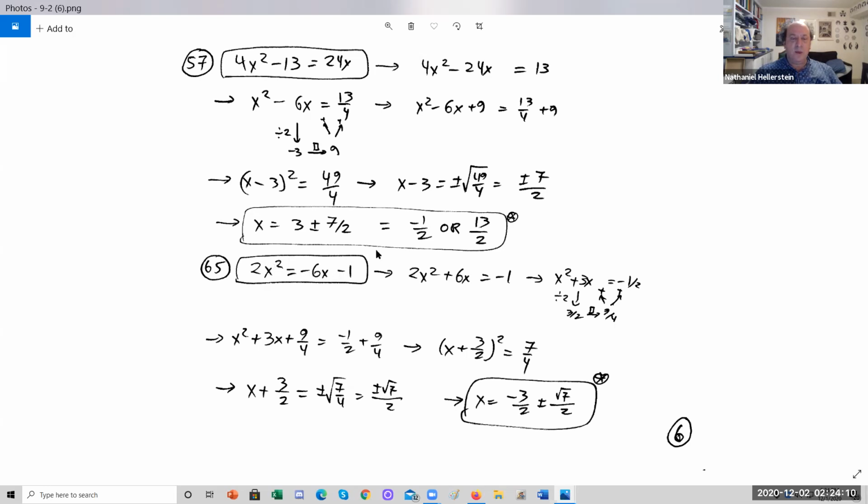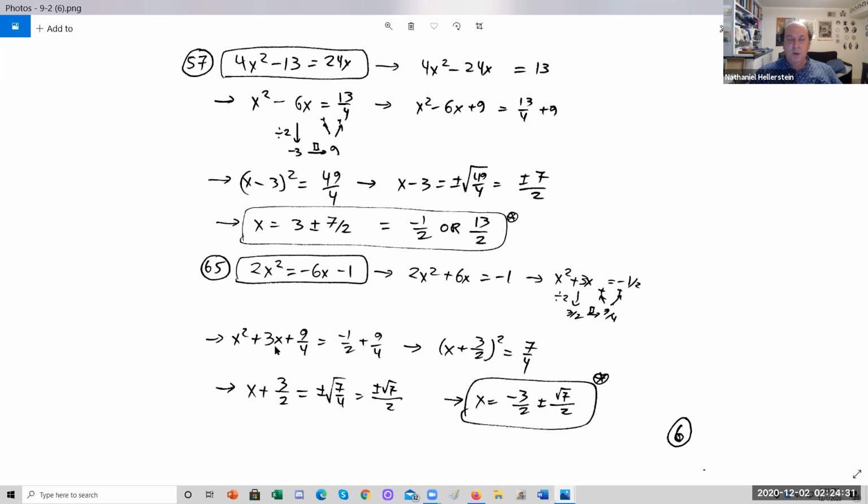2x squared minus 6x equals negative 6x minus 1. Add 6x to both sides. 2x squared plus 6x equals negative 1. Now we divide by this 2 to make a 1 in front of the x squared and get x squared plus 3x is negative 1/2. Now we complete the square. Half of 3 is 3/2. Squared is 9/4. Add 9/4 to both sides.